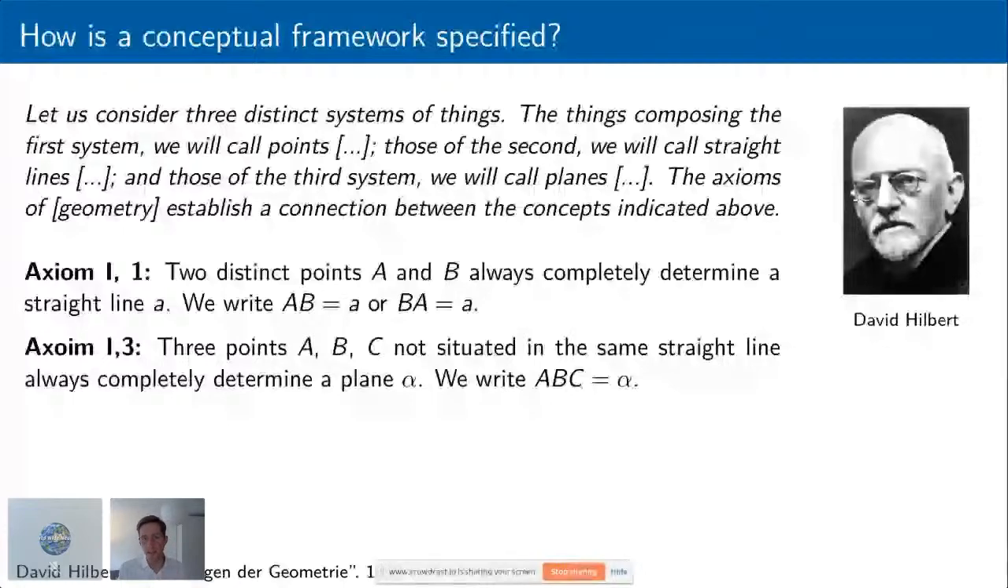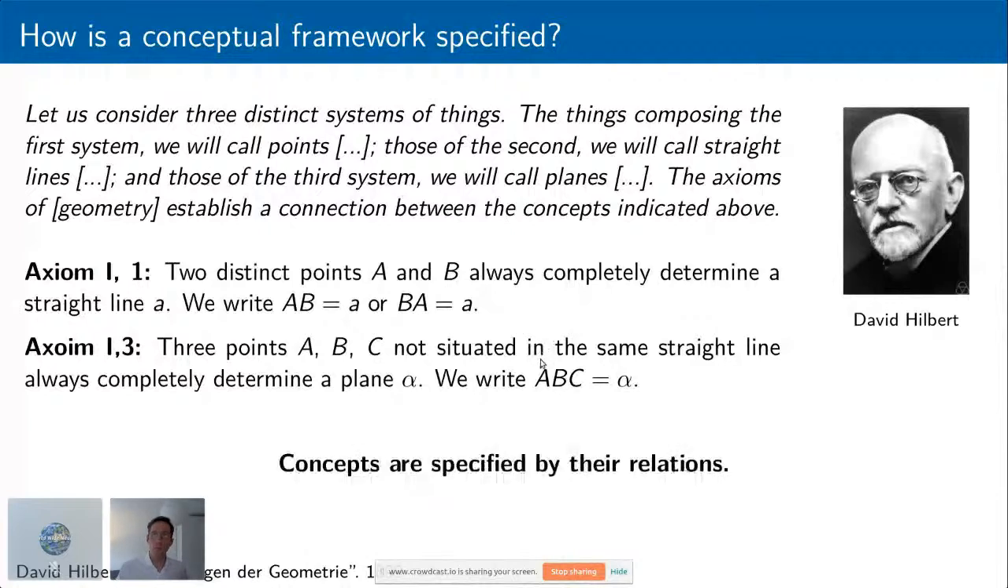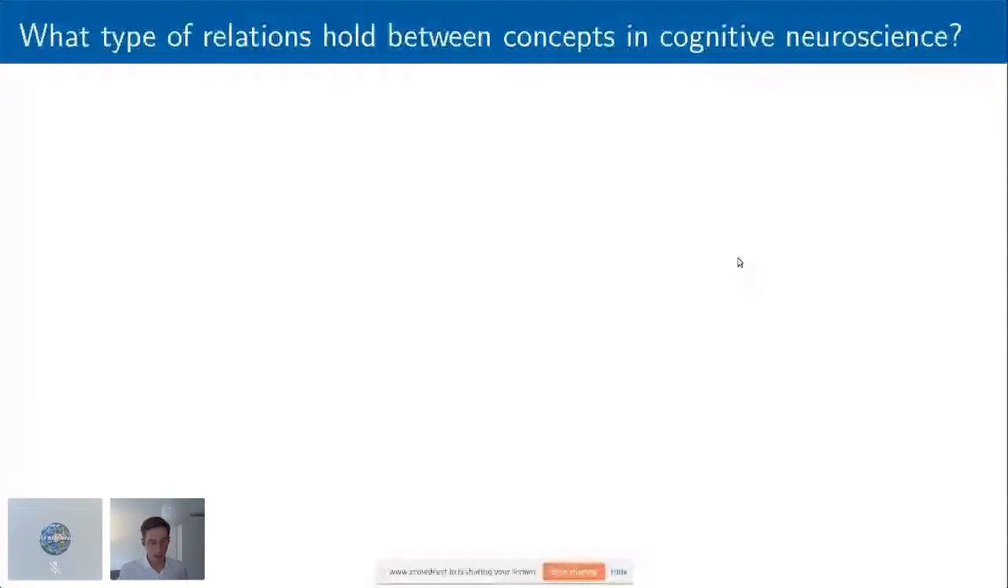And what I find so fascinating here is that these different systems, these different things, these concepts in such a framework, they don't have any meaning on their own. They only acquire their meaning through the relations between them. And once we have that in mind, I think it's natural to ask, when we talk about cognitive neuroscience, well, what are the concepts that we talk about in cognitive neuroscience? And what are the relations between concepts in cognitive neuroscience?